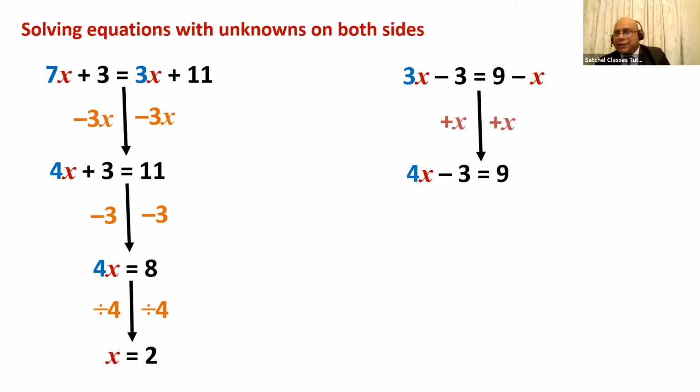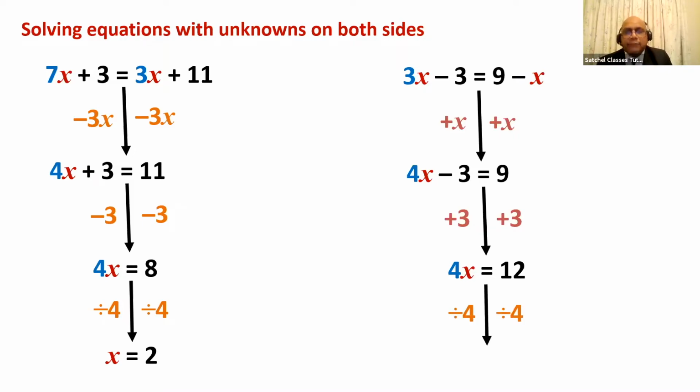Now let's get the minus 3 on the left to the right hand side by adding 3 on both sides. So we are left with 4x on the left and we have 9 plus 3, 12 on the right. So now we have 4x equals 12. So we divide by 4 on both sides of the equation. We end up at x equals 3.